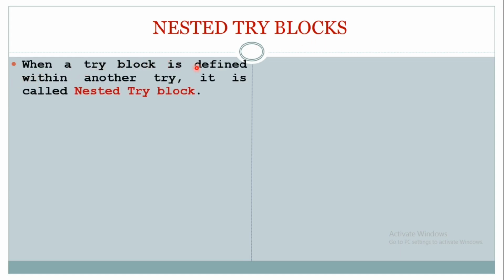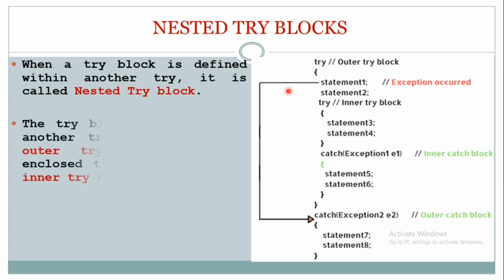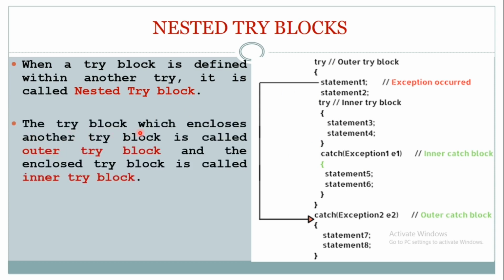When a try block is defined within another try, it is called a nested try block. As you can see here, the try block is defined within another try. The try block which encloses another try block is called the outer try block, and the enclosed try block is called the inner try block. So this is the outer try block, and this is the inner try block.